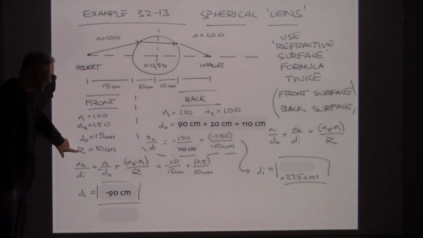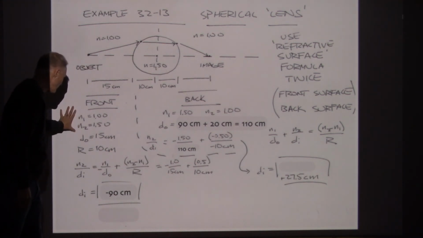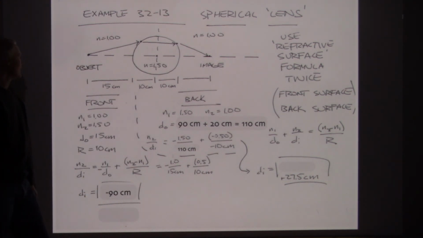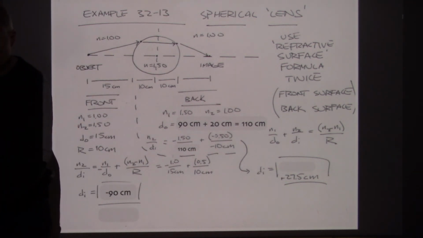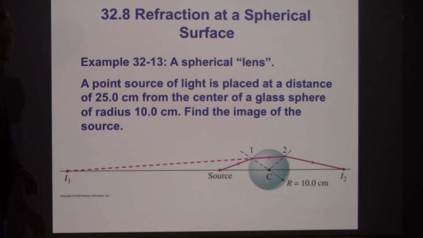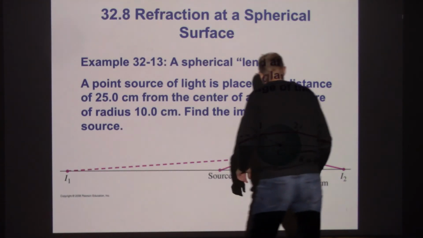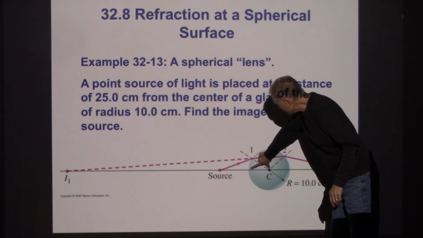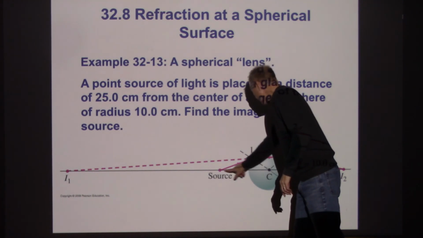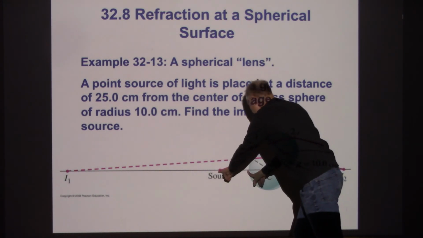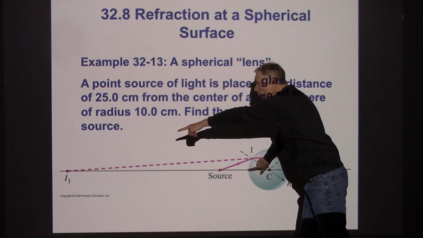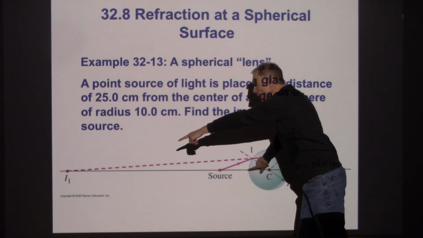The radius is 10. Plugging all of those numbers in gives us an image distance of minus 90, which looks like that drawing that we had. So let's go back and look at this. Check the numbers here. This is 10 centimeters. This was 15, right? The whole distance here was 25, so this is 15. And then from here out to I1 is 90 centimeters.